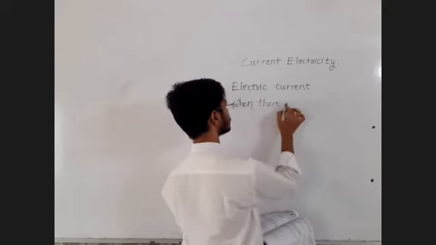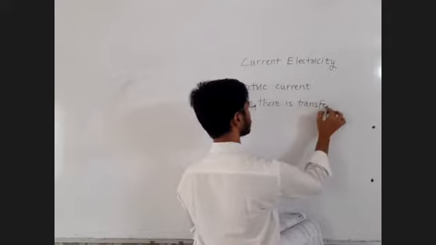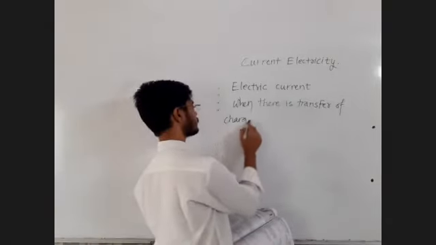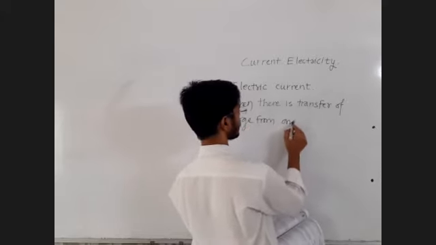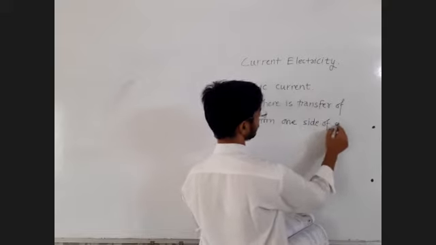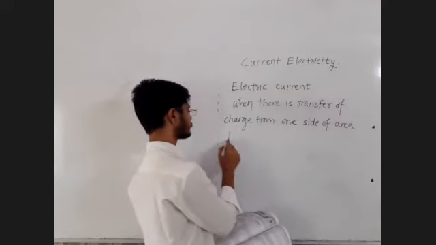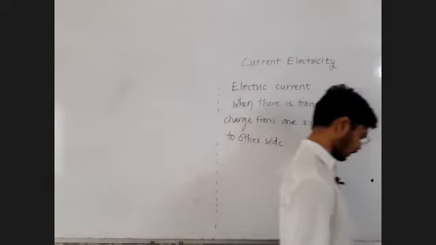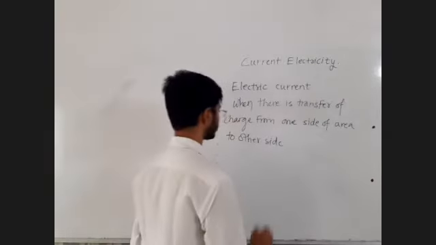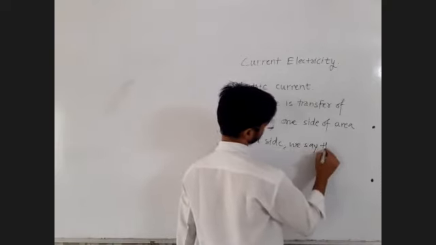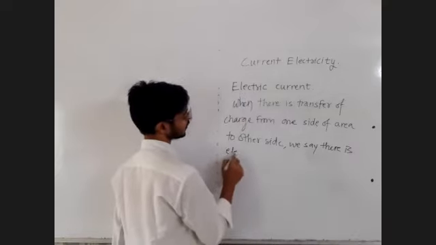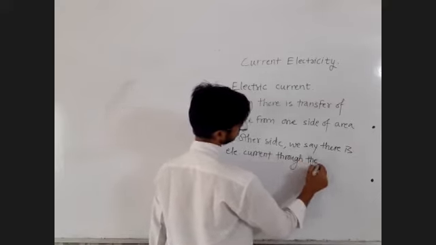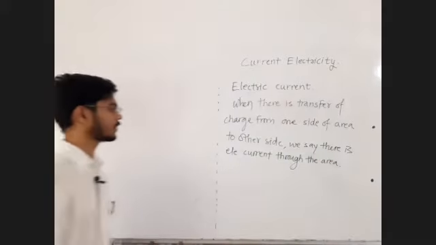When there is a transfer of charge from one side of an area to the other side, we say there is electric current through the area.